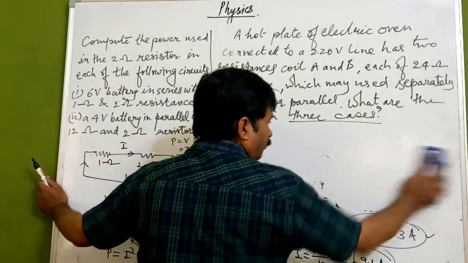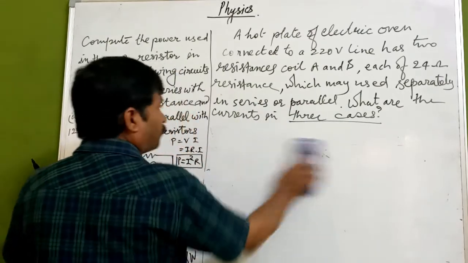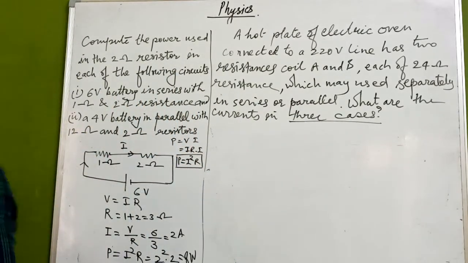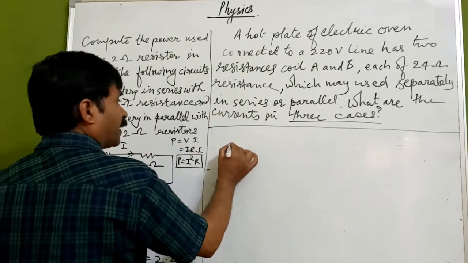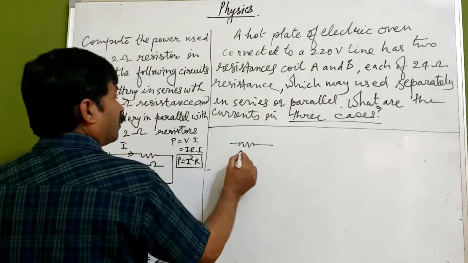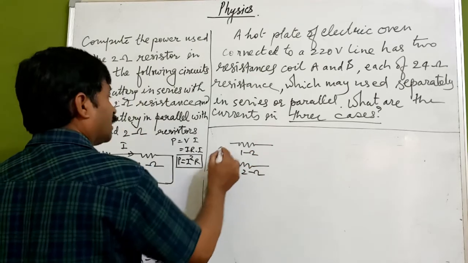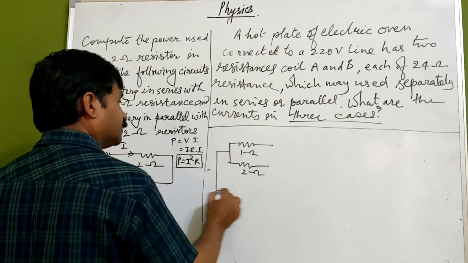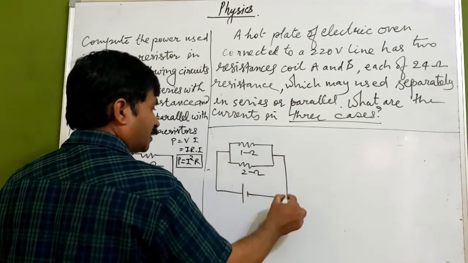Now we want to calculate when these two resistances are connected in parallel. अब इन दोनों रेजिस्टेंसेस को हम पैरेलल में कनेक्ट कर देंगे. So a 1 ohm and another 2 ohm are connected in parallel with a 4 volt battery. It is like this. इस सर्किट को हमको इस टाइप से बनाना है. We have to make the circuit like this.